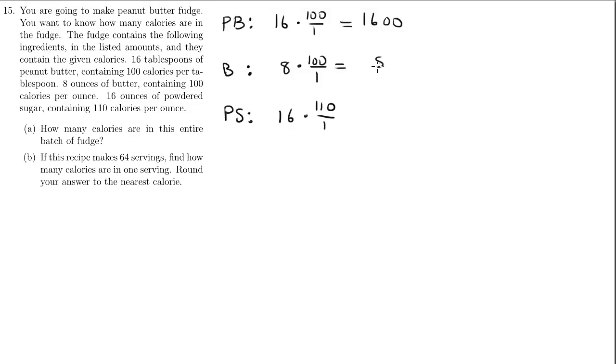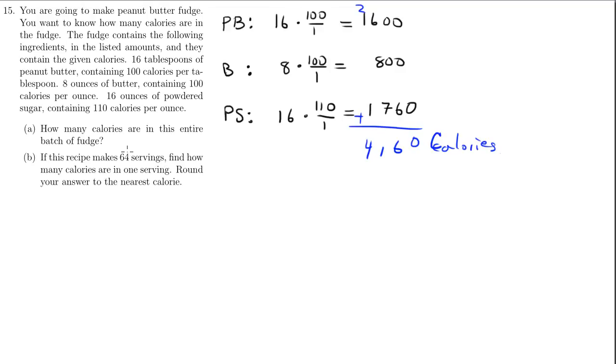This is going to be 800. And this is going to be, let's see here, 1,760. So then we're going to add them all up. 0, 6, 14, 21, and 4. 4,160 calories. With a capital C, pardon me. Capital C calories. If the recipe makes 64 servings, find how many calories are in 1 serving. Round your answer to the nearest calorie.